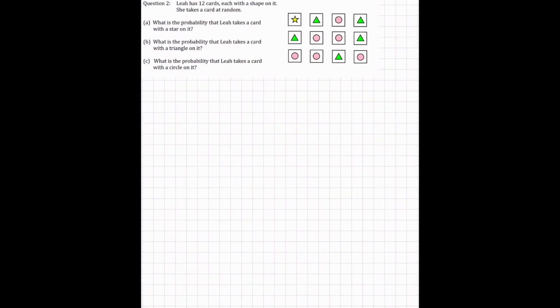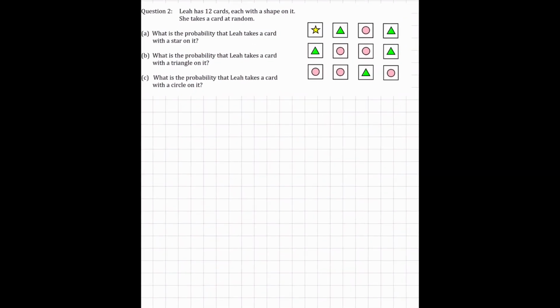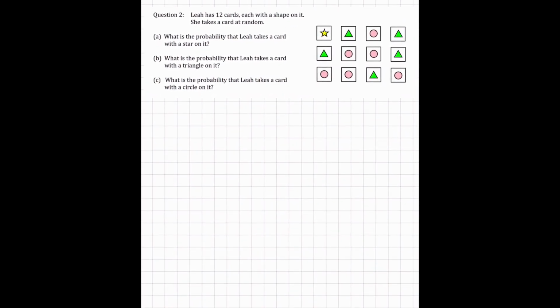Alright, if we look at these 3 quick examples, it says Leah has 12 cards, each with a shape on it. She takes a card at random. What is the probability that Leah takes a card with a star on it? So if we look at question A, we want the probability of the card having a star on it. We have 12 cards in total. How many have stars on them? Well, we only have 1 card with a star. So the probability of a star is equal to, how many stars do we have? We have 1 star out of, how many cards do we have in total? 12. So there's a 1 out of 12 chance of it being a star.